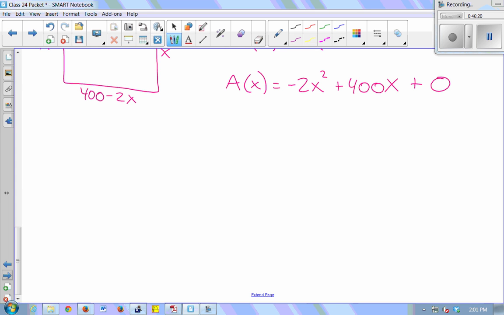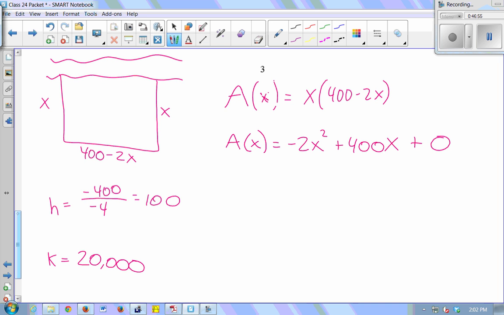I could put a plus 0 here if I really wanted that to look like ax squared plus bx plus c. And my vertex, h and k, is at negative 400 over negative 4, negative b over 2a, which is 100. And k is what I get when I plug 100 in there. So 100 squared is 10,000. So that's negative 20,000 plus 40,000, which is 20,000.